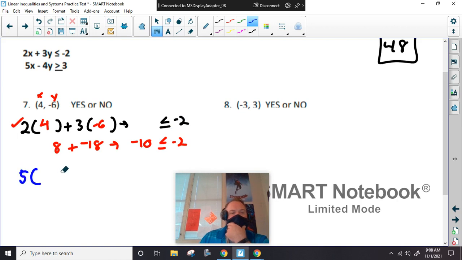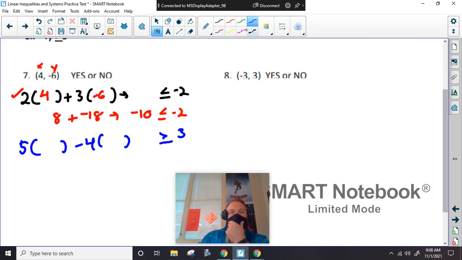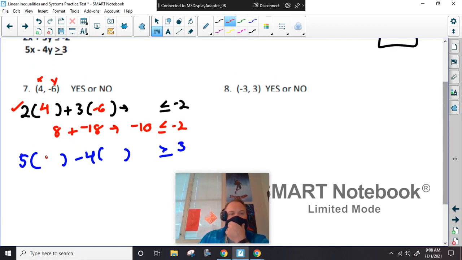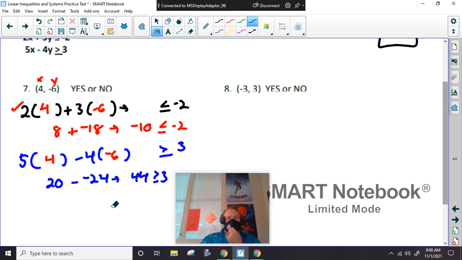So now, is this greater than or equal to 3? All right, so I'll plug this in again. Okay, I get, let's see, this is 20 minus negative 24 greater than or equal to 3. Well, this becomes 44. So yeah, 44 is greater than or equal to 3. So this one's a yes.